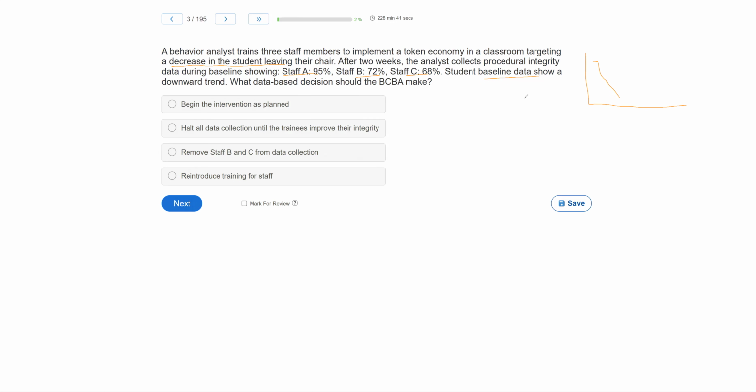A, begin the intervention as planned. Well, if we're still in baseline and we see a decrease in the behavior, which is our goal, why intervene at all? We're looking for steady states, or in this case, an increase before we begin. B, halt all data collection until the trainees improve their integrity. Don't need to do that, right? We have to retrain, but again, we're accomplishing our goal.